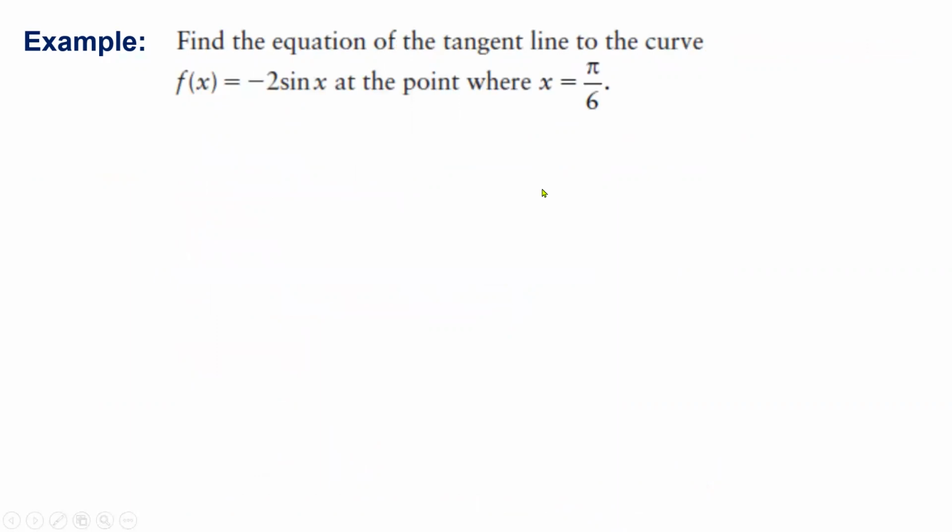Okay, have a look at this question here. Find the equation of the tangent line to the curve f(x) equals -2 sine x at the point where x equals a sixth pi. Again, I'll give you 5 minutes to have a look at the question by yourself.